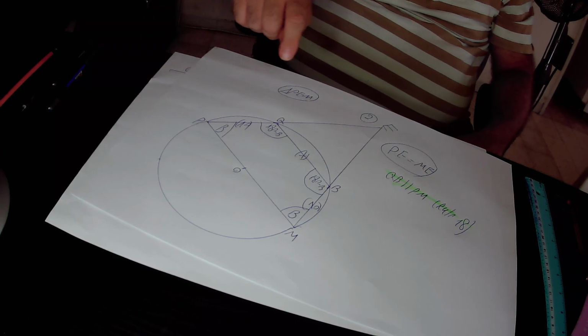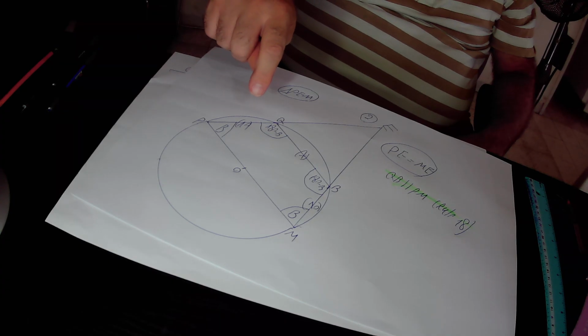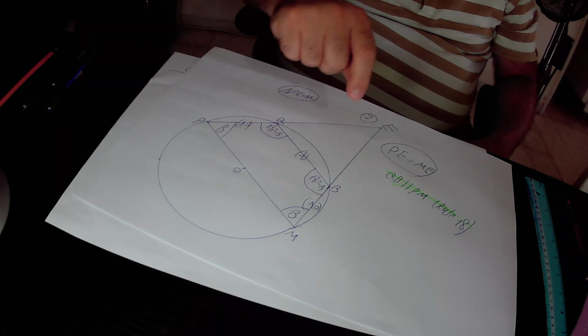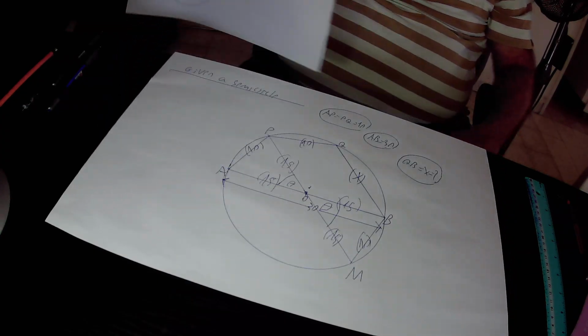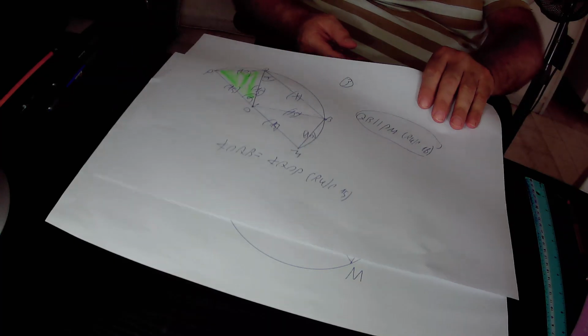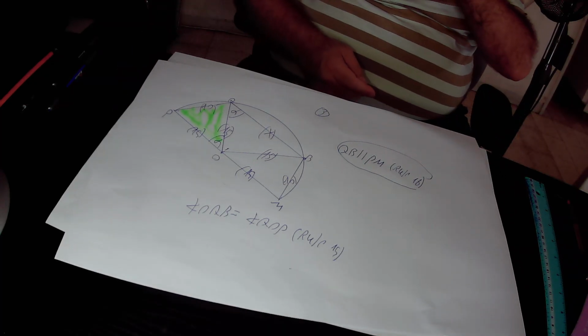In the next step, I again complete the semicircle with the diameter PM, and we continue to analyze this semicircle. So actually, this is the semicircle.